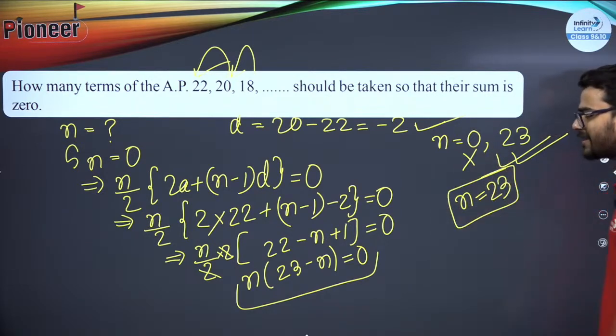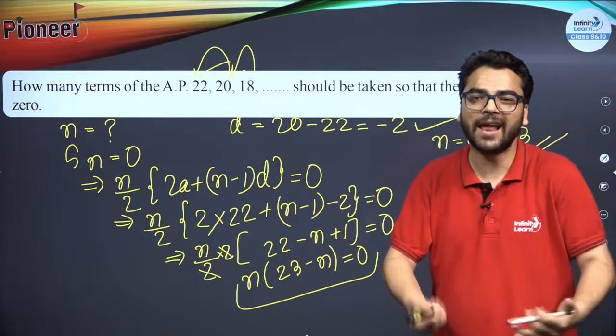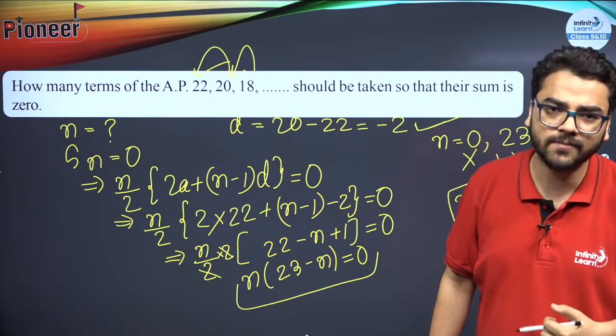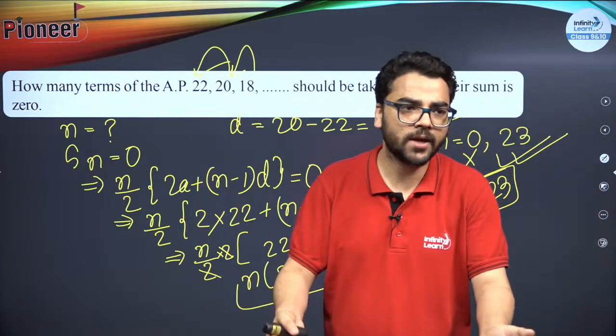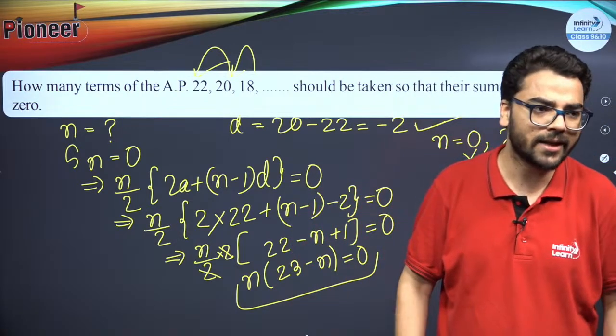So you need 23 terms of this AP, and if you add those first 23 terms of this AP, you'll get the sum to be equal to 0. I hope it is clear. Very good, Rohit. That is correct.